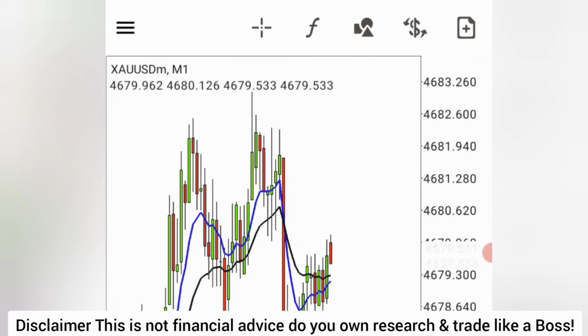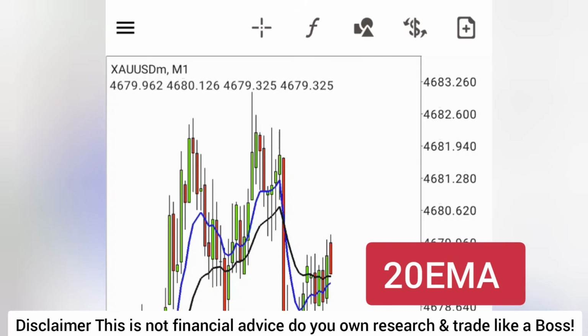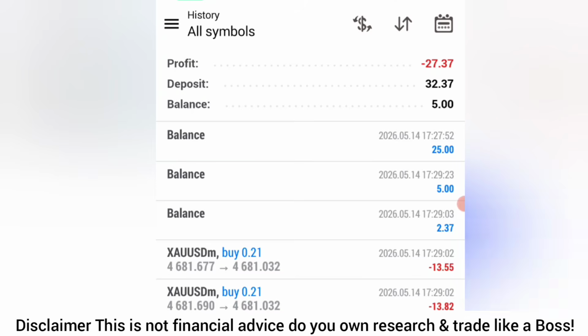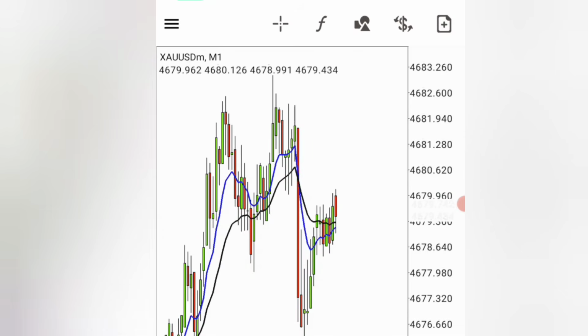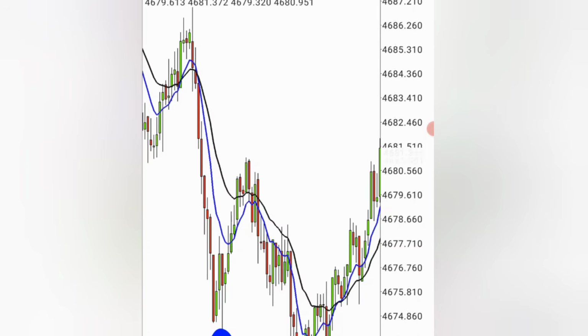I'm going to use these two indicators that we have right here, which are the 9 EMA and the 20 EMA, and I'm going to give you the proper settings near the end of this video once I recover all my losses using these actual indicators. Trading with these indicators is very simple, and I'm going to show you exactly how we're going to be trading each and every step and on each and every trade.